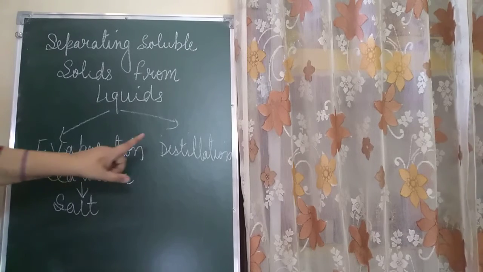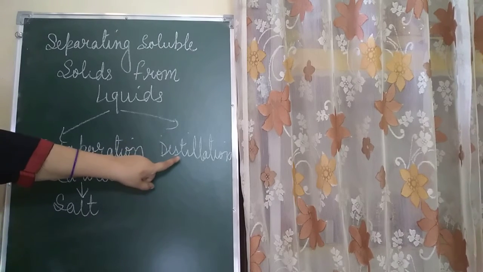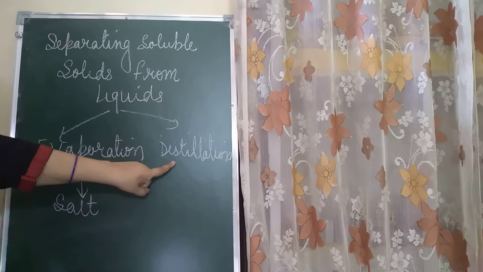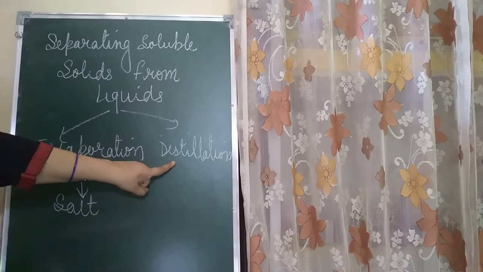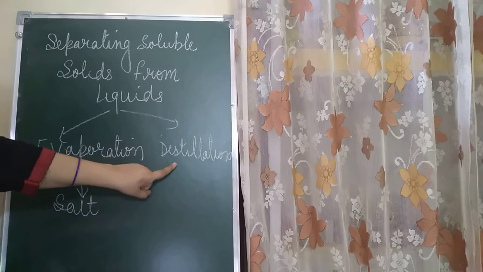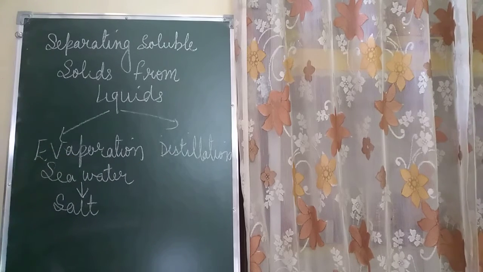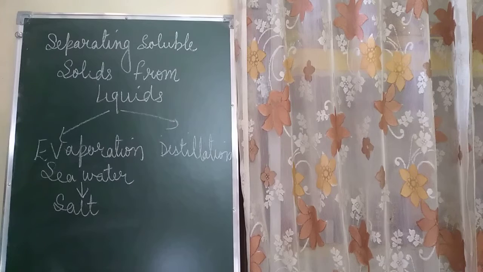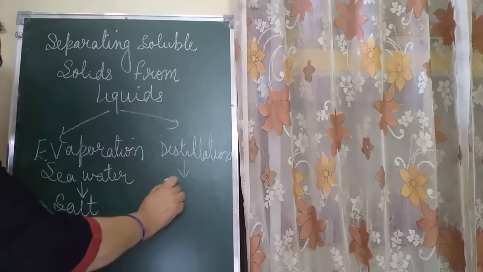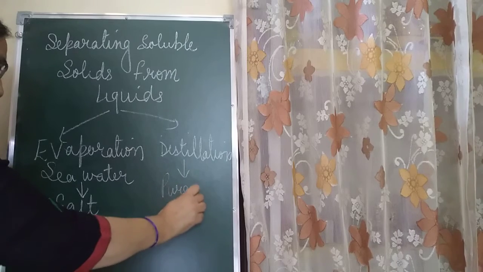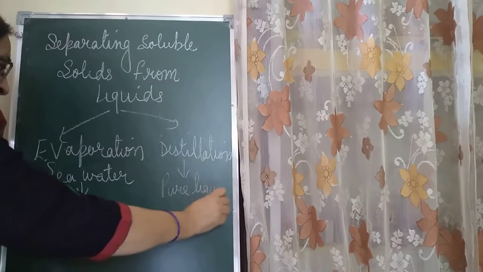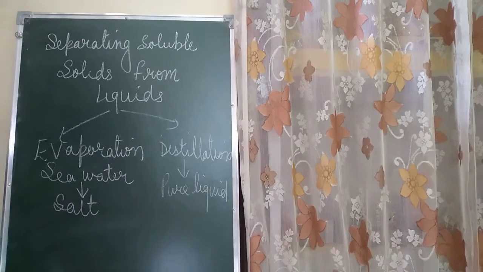And distillation is a method of obtaining the pure liquid from a solution, children. The solution is heated so that the liquid evaporates. The vapors are then cooled. They condense to give the pure liquid. What do we get? We get the pure liquid by the distillation method, children.